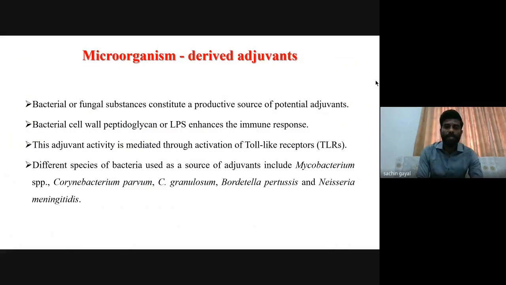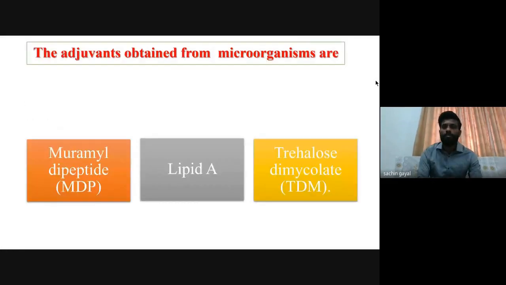Microorganism derived adjuvants. Here, bacterial or fungal substances constitute a productive source of potential adjuvants. The adjuvants obtained from microorganisms are muramyl dipeptide, lipid A, and trehalose. Muramyl dipeptide is a cell wall content of mycobacteria. Trehalose is also present in the bacterial cell wall.